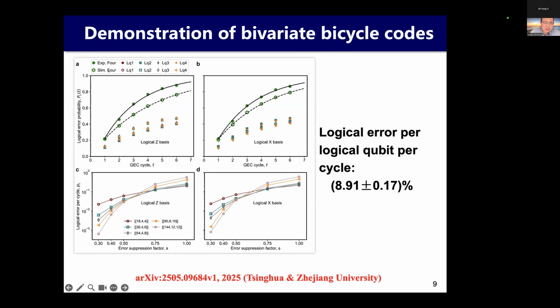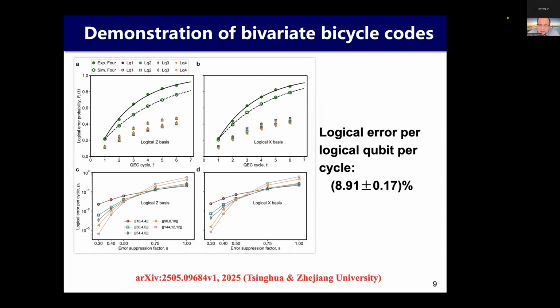The logical error probability from our experiment is shown in this figure. After some data analysis, you can extract that what we achieved is a logical error per logical qubit per cycle of roughly 9%. Of course, with 9% we haven't achieved break-even yet.